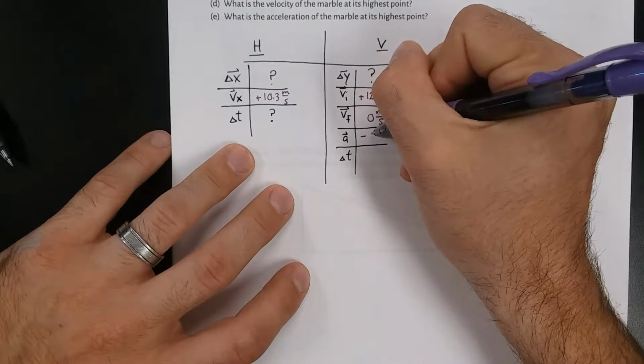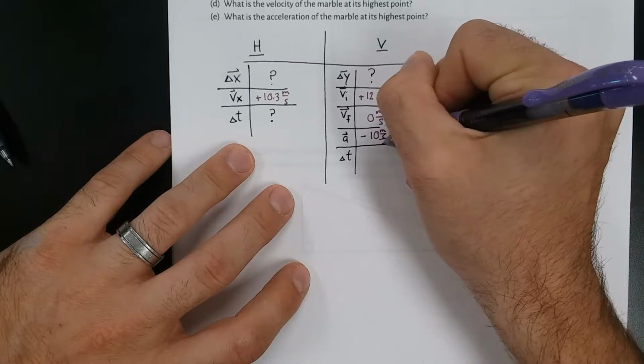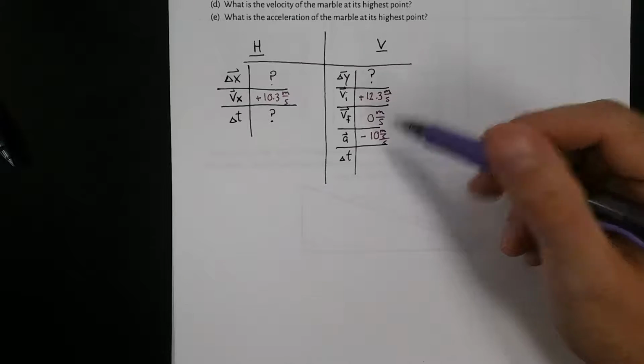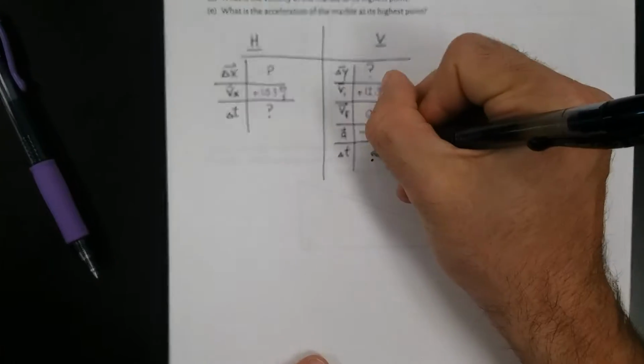A, this is the Earth, so I'm going to say negative 10 meters per second squared. If you were doing a lab, you would use 9.8, but in a problem, negative 10 is totally fine. It makes the calculations a little quicker, a little cleaner, a little easier. And then I do not know this delta t.